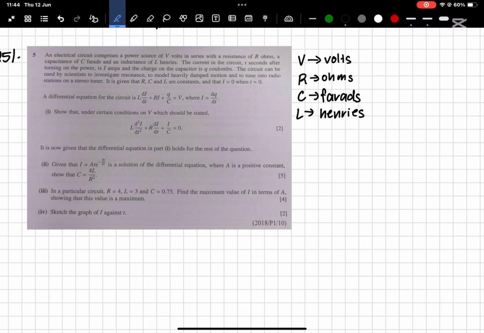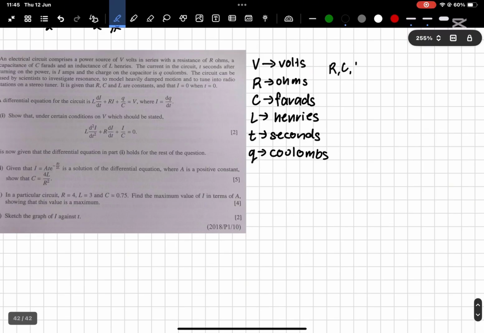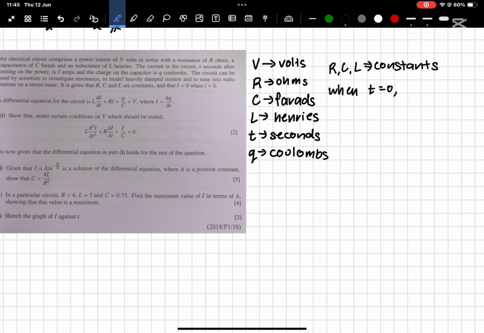Then your T is in seconds, and your Q is in coulombs, your amount of charge. It's also given that R, C, L are constants, so in any integration or differentiation they shouldn't be regarded as variables. And you also know that when T equals 0, I equals 0. So you know these two pieces of information.